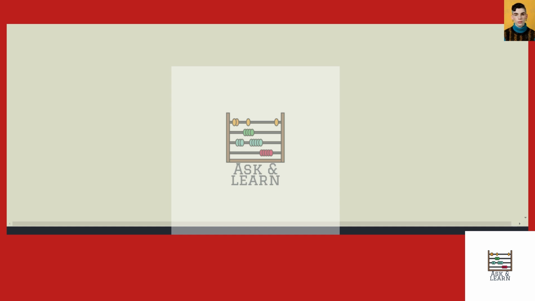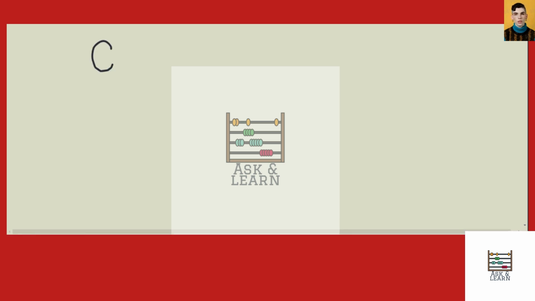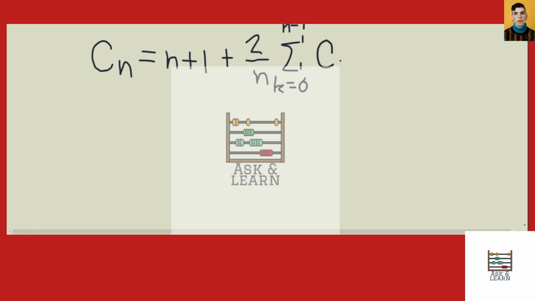We are asked to answer a question about the average number of comparisons made by the quicksort algorithm. We're told that it can be shown that Cn, the average number of comparisons made by the quicksort algorithm when sorting n elements in random order, satisfies the recurrence relation Cn equals n plus 1 plus 2 over n times the sum from k equals 0 to n minus 1 of Ck, for n equals 1, 2, and so on, with the initial condition that C0 is equal to 0.